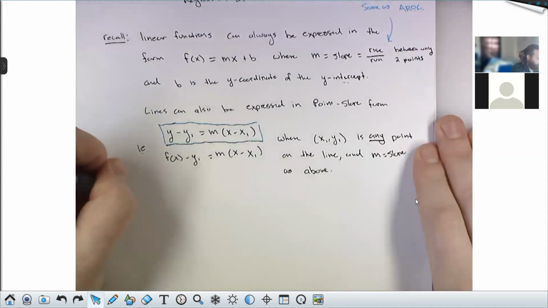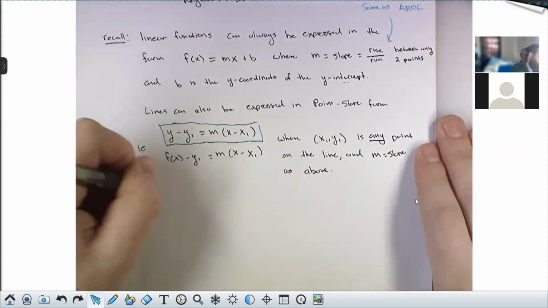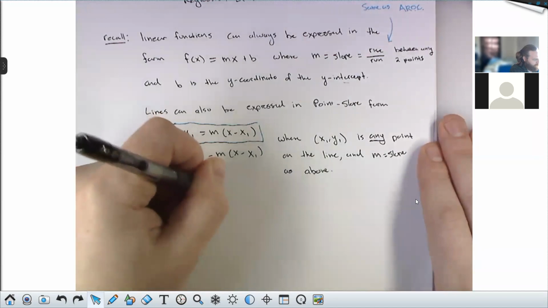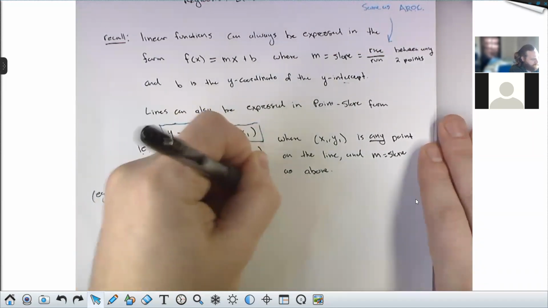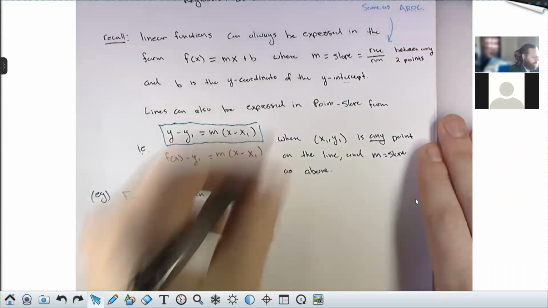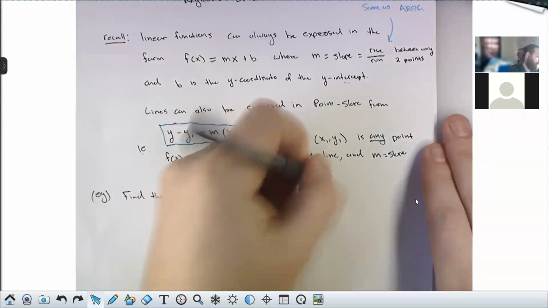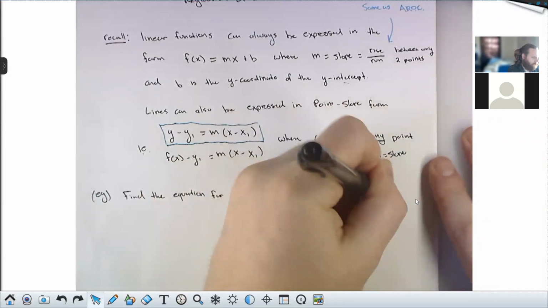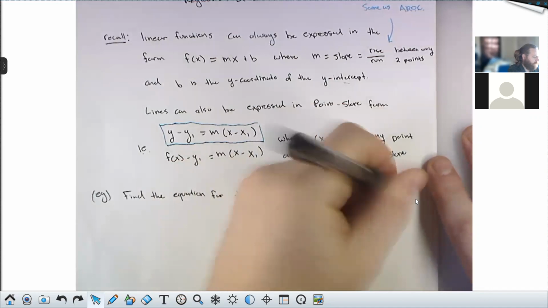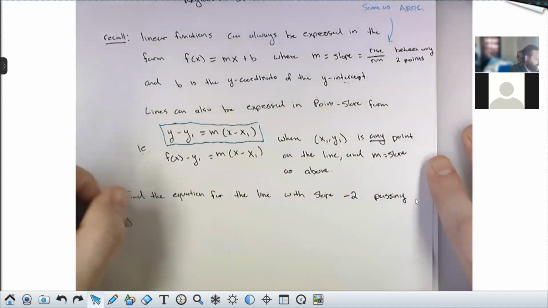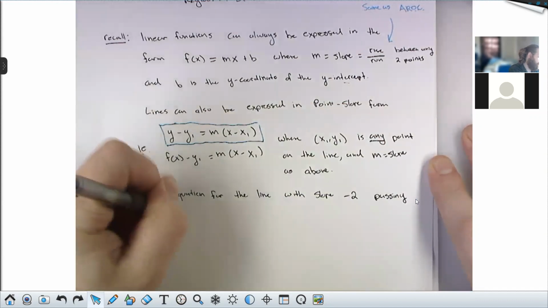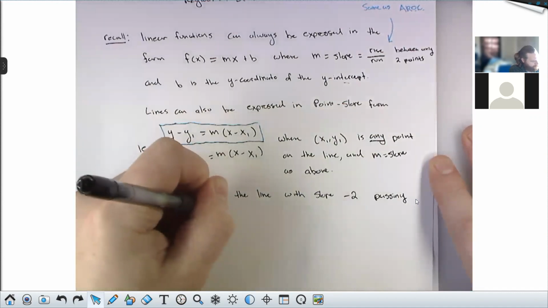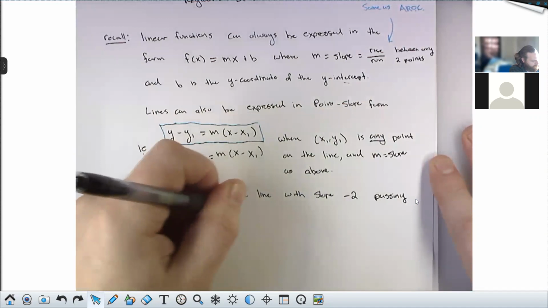Okay. So what we're going to do is find the equation for the line. And I'm going to use different values here, with slope, let's say -2, passing through the point, how about -3, 7.